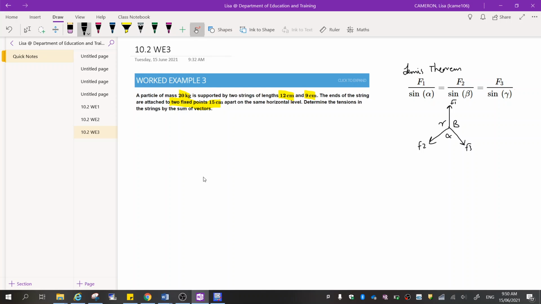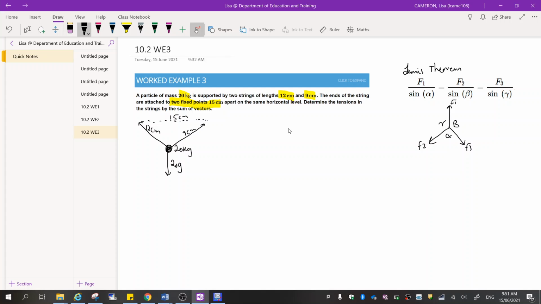So, a particle of mass 20 kilograms. So that means the mass in here is 20 kilograms, which means that it is acting with a force of 20 times gravity. Okay, so it's supported by two strings of length 12 centimeters and 9 centimeters. The ends of the strings are attached to two fixed points 15 centimeters apart. So let's start by constructing this, and they're on the same horizontal level, which is why I've started with that dotted line. That's there, so that's 9 centimeters, and the space in between is 15 centimeters.